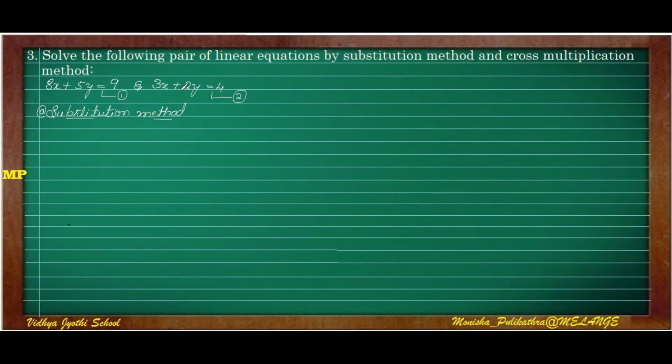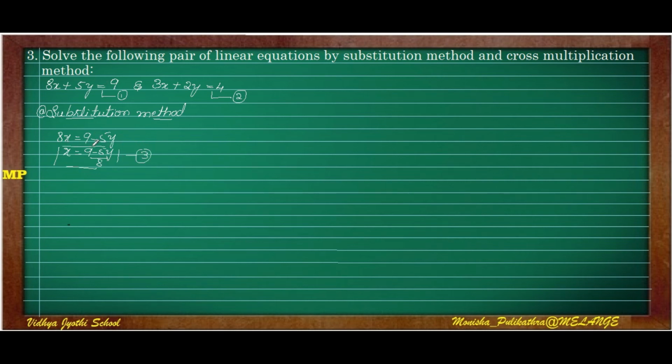For the following pair of linear equations, in the third question, we have to solve for x and y by both methods, the substitution method and the cross multiplication method. First I am opting for the substitution method. Here is the first equation and the second equation. I will rearrange the first equation: 8x is equal to 9 minus 5y, so x is equal to (9 minus 5y) divided by 8. This will become the third equation.